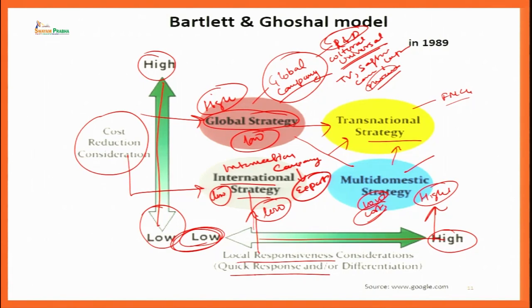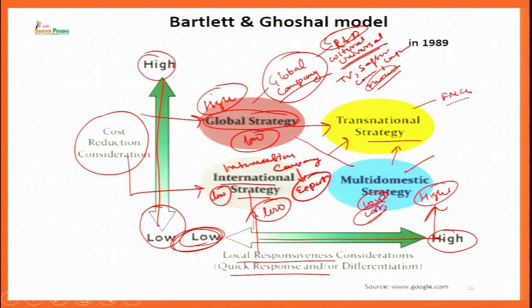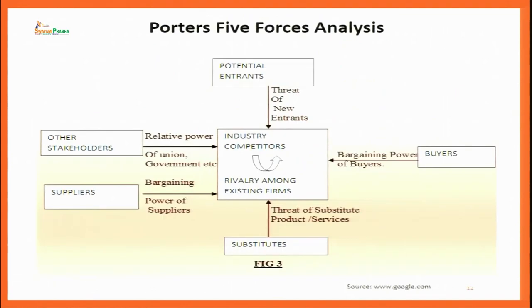So altogether, this Bartlett-Ghoshal model is talking about in which particular domain you are lying. Are you an export company? Then follow the international style. If you are a global company, follow the global strategy. If you are a multi-domestic company or a multinational company, follow the multi-domestic style. If you are a transnational company trying to be in the global market, trying to have some global presence, trying to offer products which are universally acceptable, but also slightly customized and altered as per some country's requirement, then try to be a transnational strategist. With this kind of understanding, you will be able to figure out how to deal with the cost reduction pressure and how to deal with the customer responsiveness or the local responsiveness of the market.